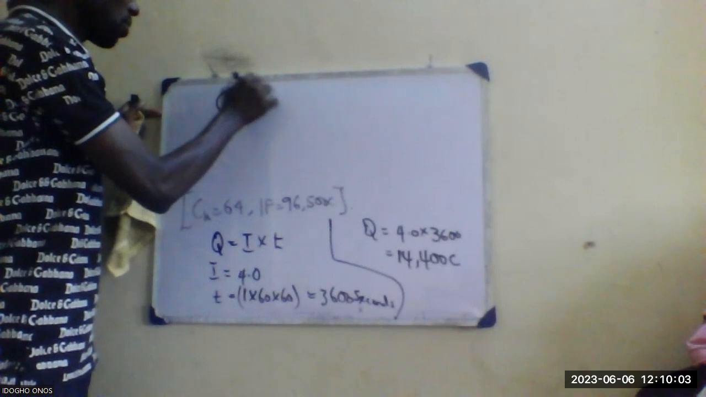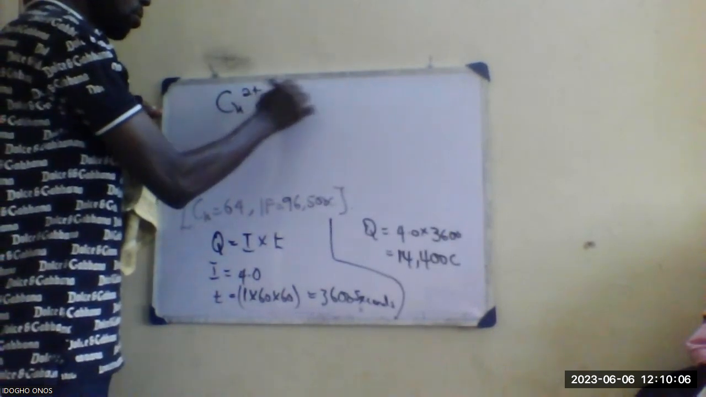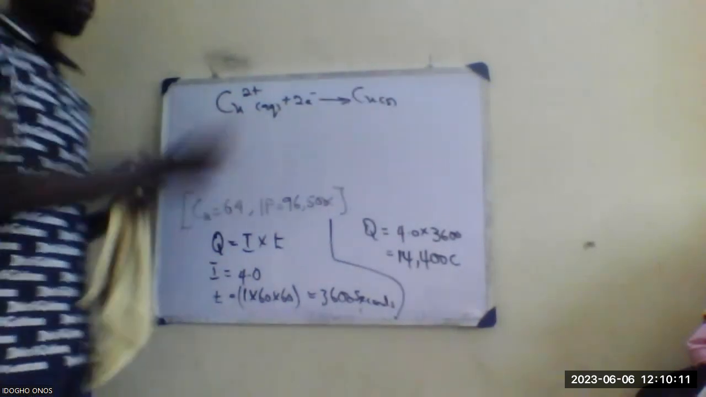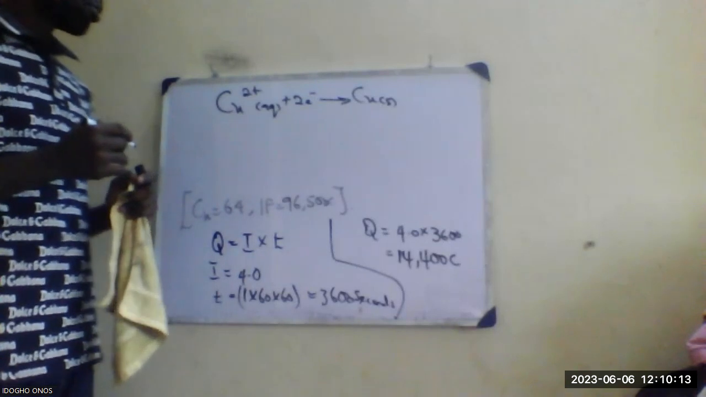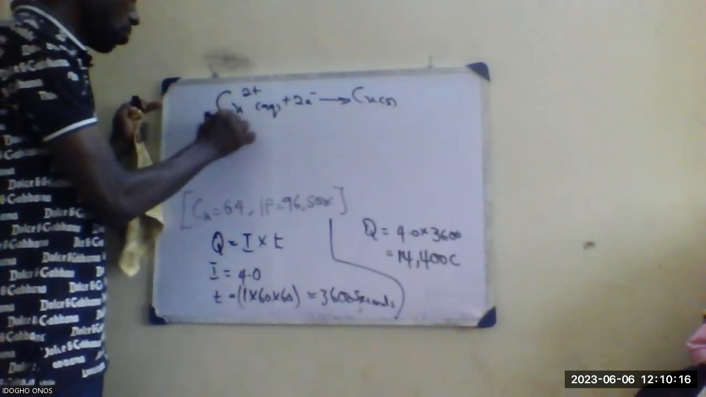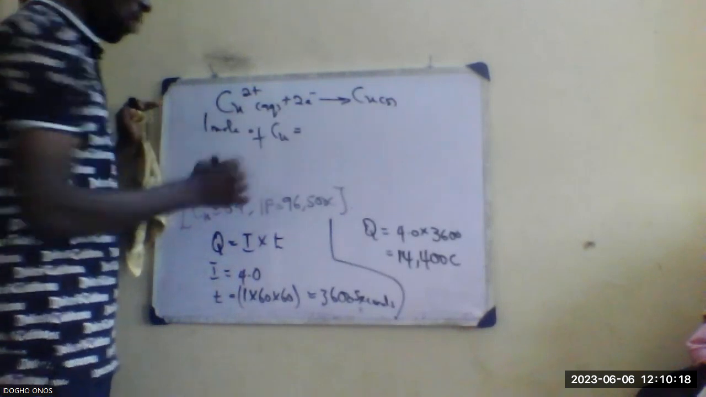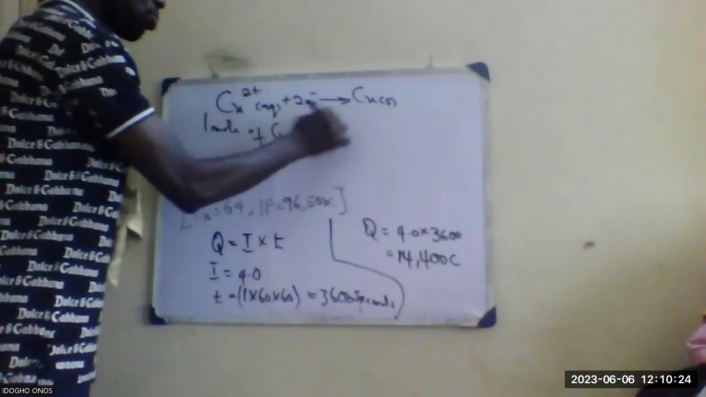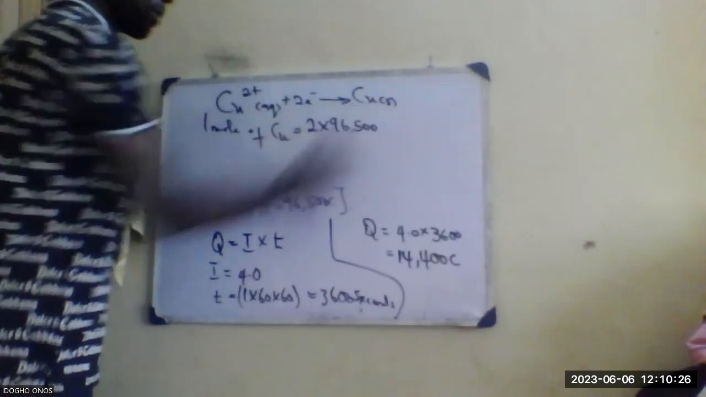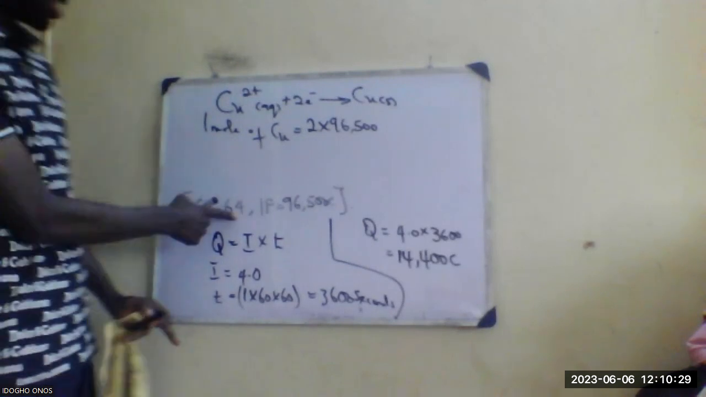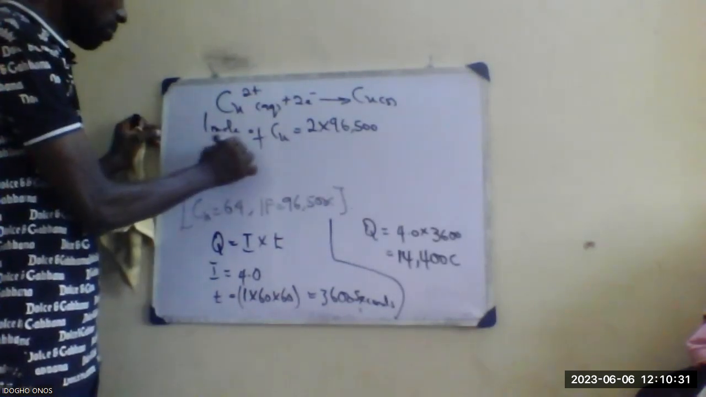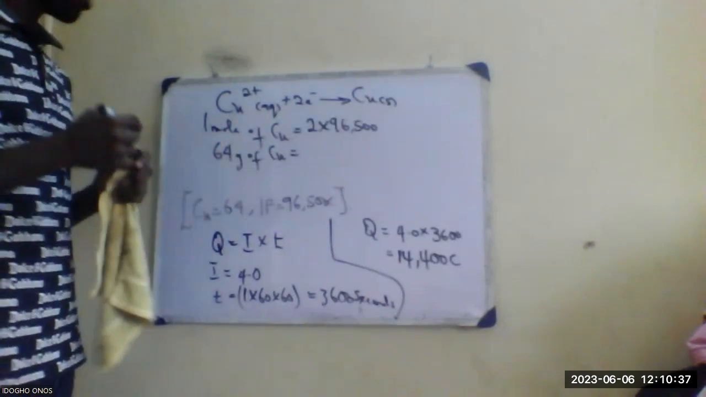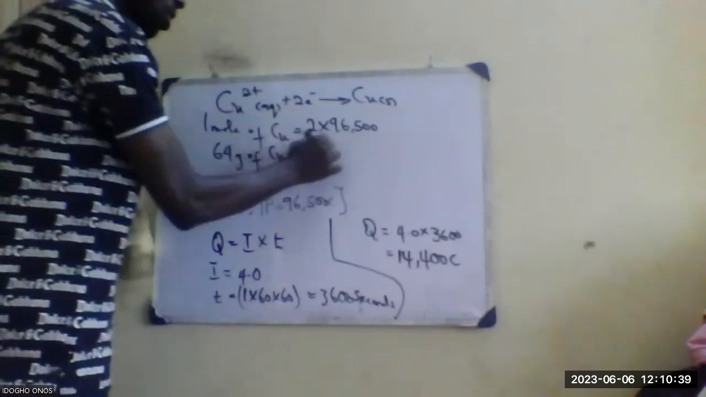Copper Cu 2 plus aqueous plus 2 electrons give me copper solid. It is important to always write this. So this means that 1 mole of copper equals how many Faraday? 2, which is 2 times 96,500. And 1 mole of copper is equal to 64 grams. So 64 grams of copper will be multiplied by this. That gives us 2 times 96,500, or you can simply leave it.